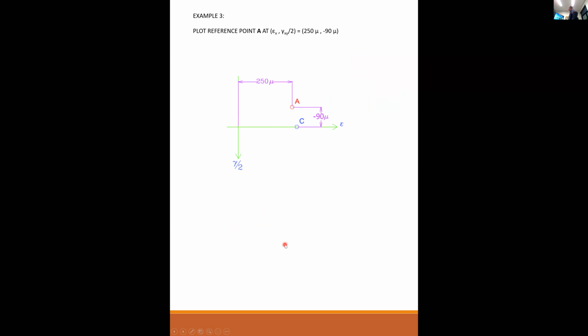So I can plot the center of my circle at 275 mu from the axis. And I can plot my reference point. This is a little different now. The reference point goes at epsilon x, gamma xy over 2. These two values are given in the problem statement. But here we go positive 250, but we go minus 90. So up is negative. So that puts A in the second quadrant instead of the fourth quadrant. And that becomes our reference point.